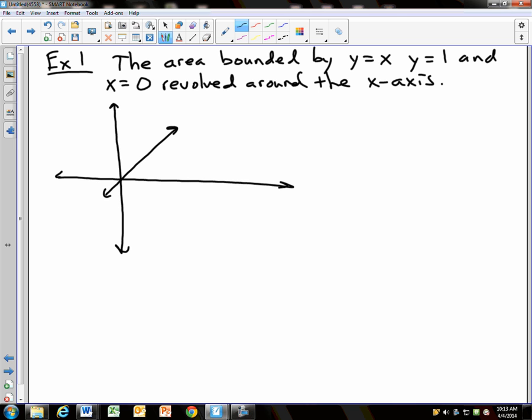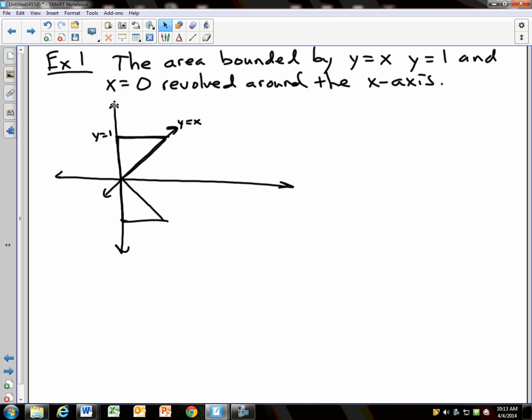y equals x looks like this. y equals 1 looks like this. And x equals 0 looks like this. So you have this triangle. We got the triangle. So when you flip it around the x-axis, you get that shape.